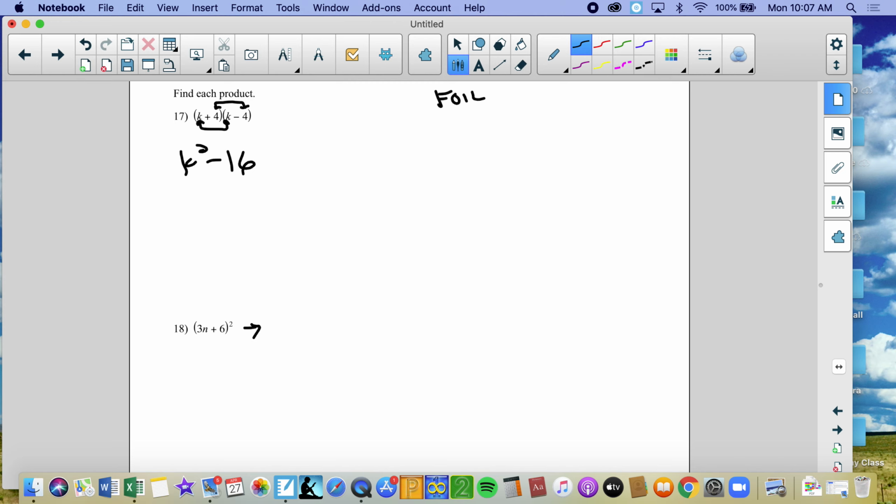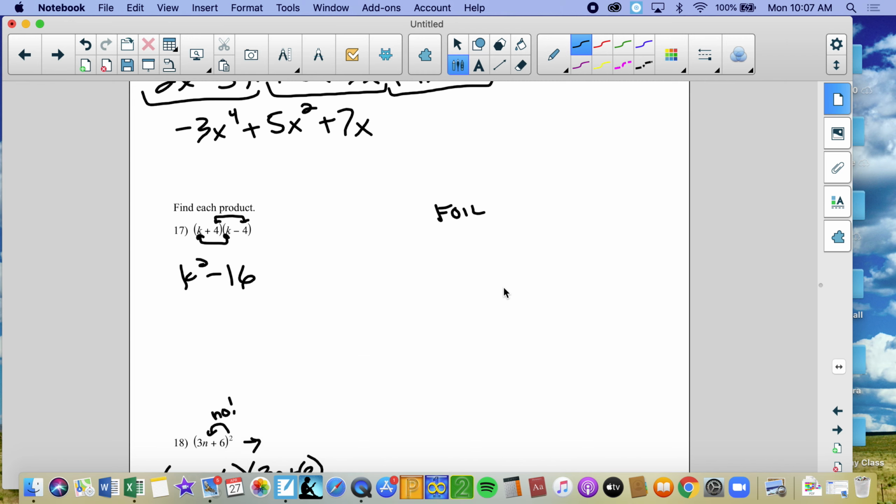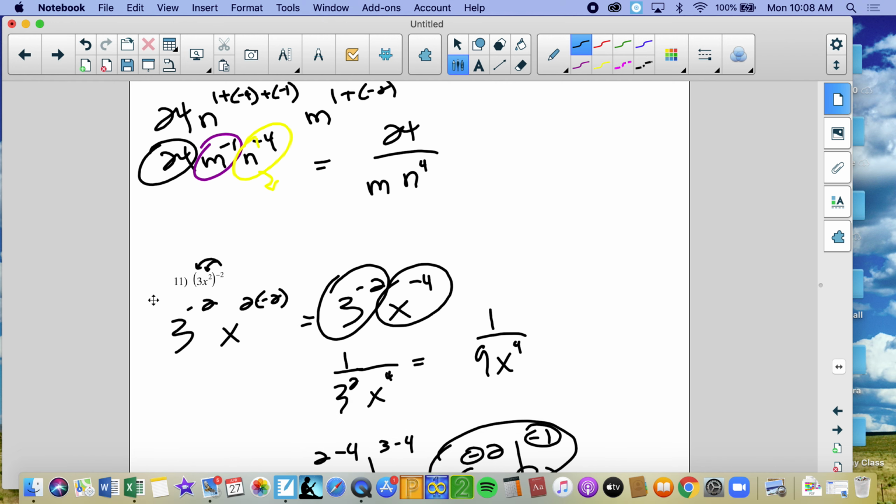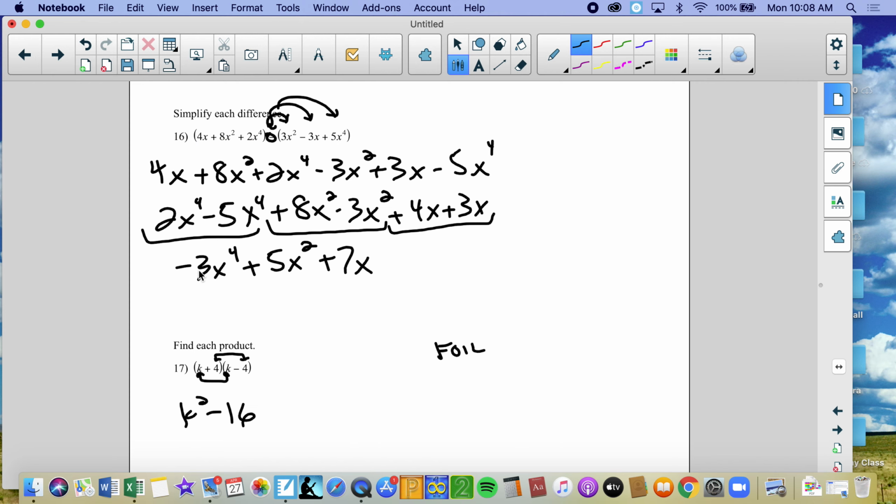This is a binomial square. We know that that's going to equal 3n plus 6 times 3n plus 6. We cannot distribute the exponent into there because it's adding and subtracting. We can distribute here in this problem because it's multiplication. You can distribute exponents across multiplication. You cannot distribute exponents across addition and subtraction.